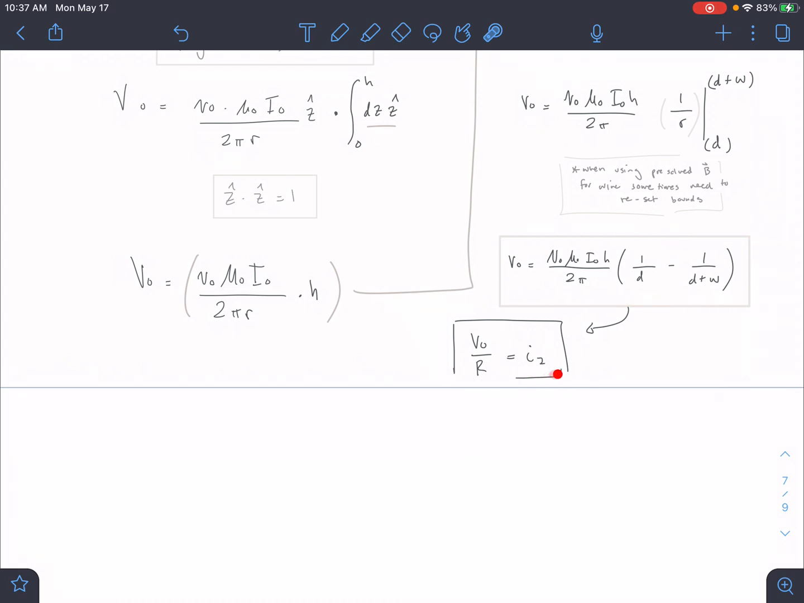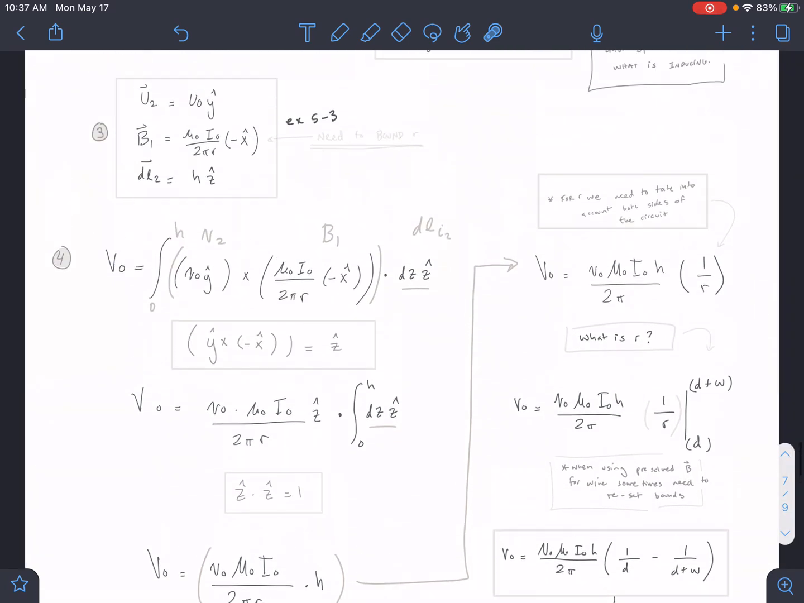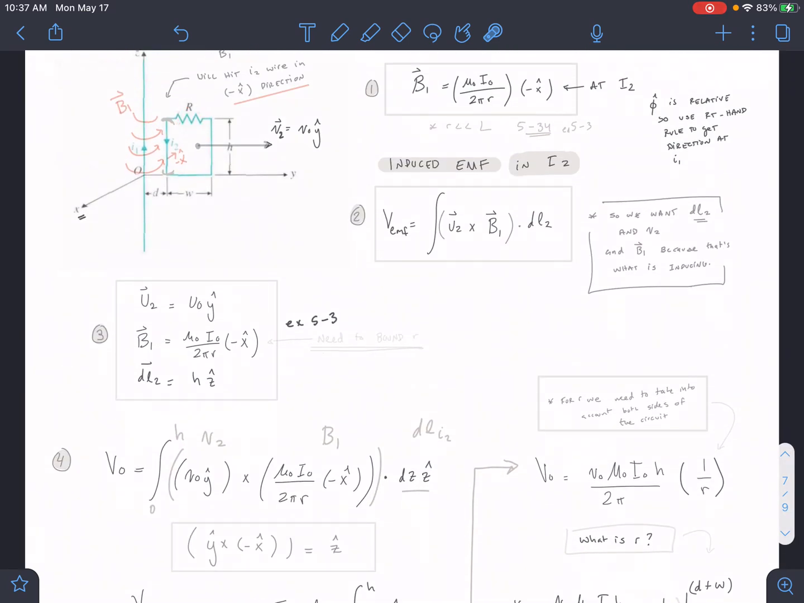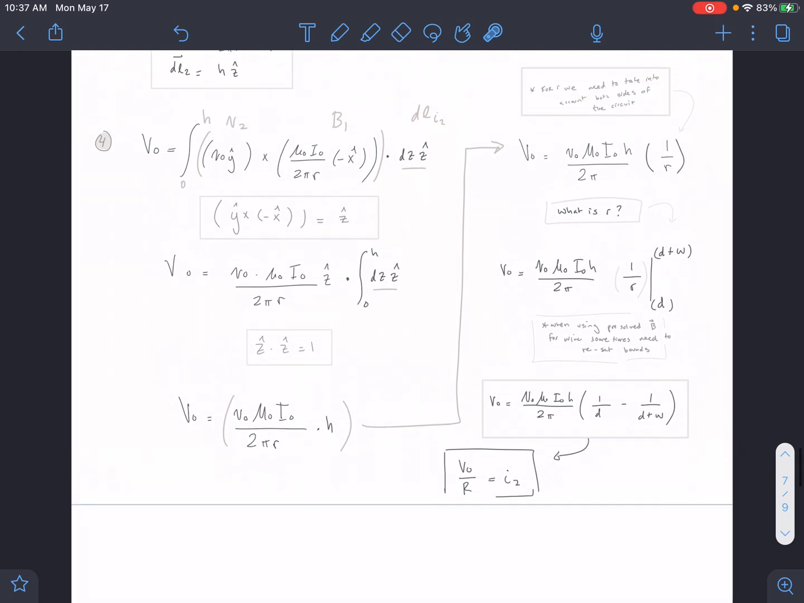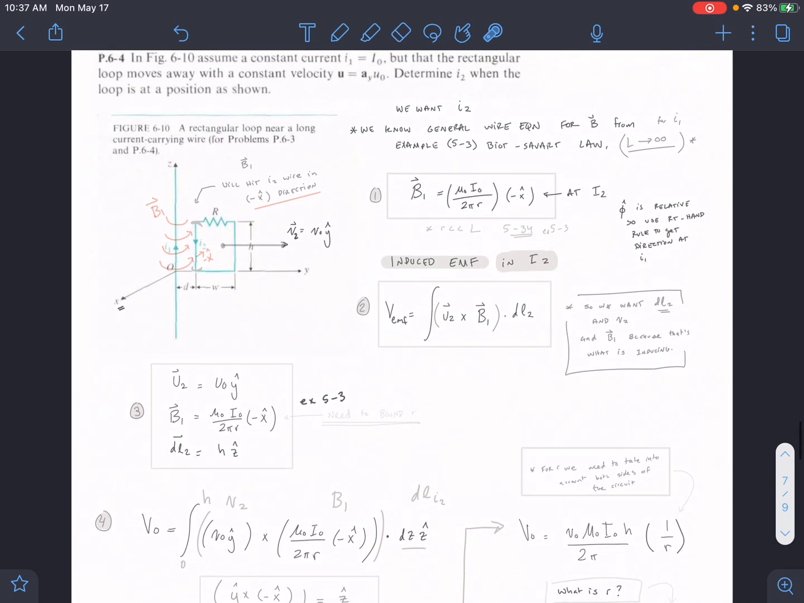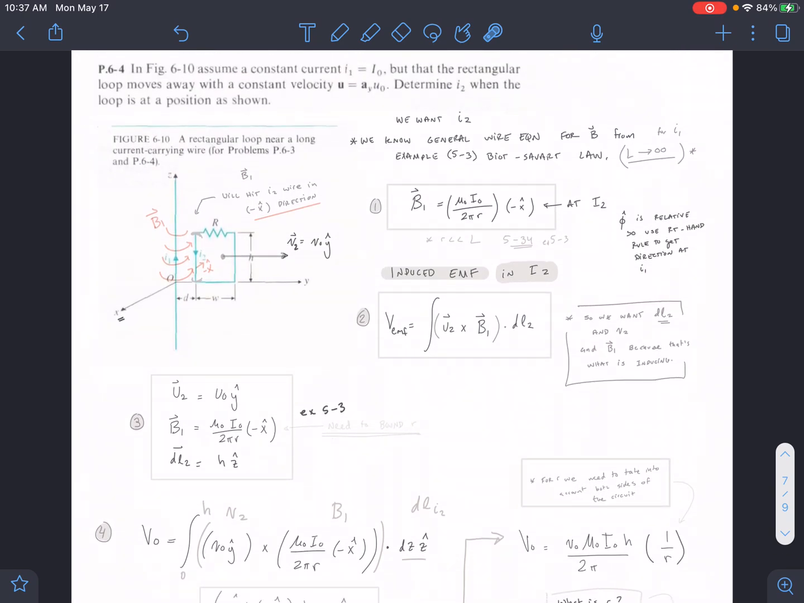And then to be able to find I2, all we're going to do is divide it by the resistance that we're given, because there is a resistor in this second circuit. So just basically V over R is equal to I, okay? So the takeaway for this problem is we have a B field, and as we're moving away from that B field, the motion of the circuit is inducing a current and a V EMF in that second loop.